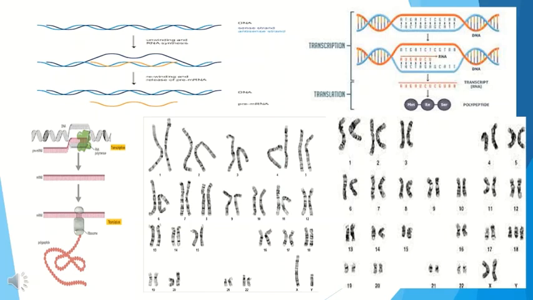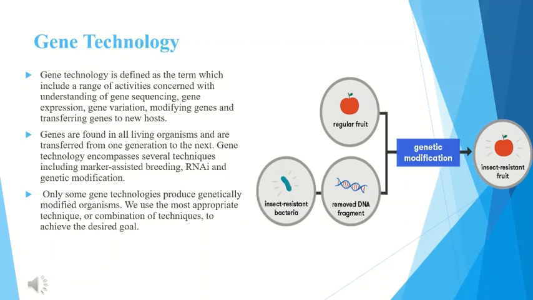This is XY, it means the male, and this is XX, that this is female. You can see a karyotype, that is all the chromosomes of a man or a woman, that you can see here. So what is gene technologies?